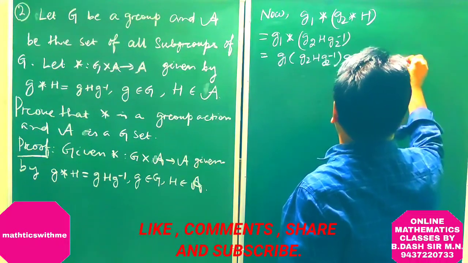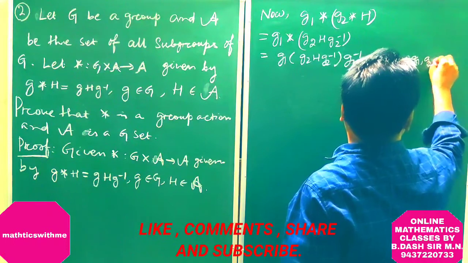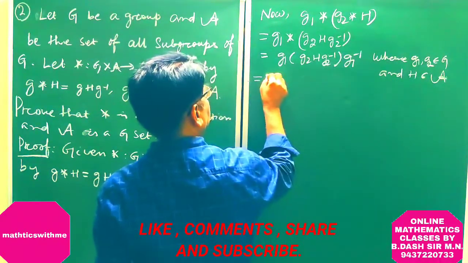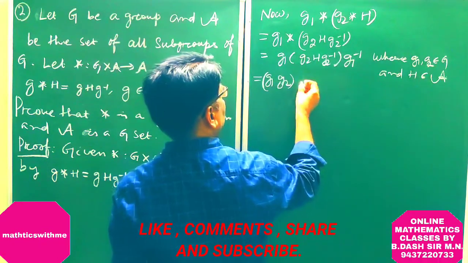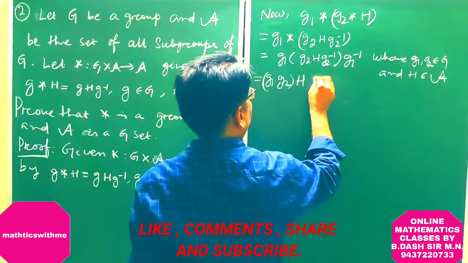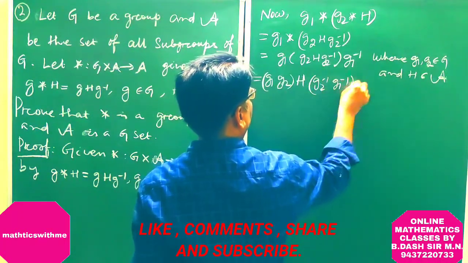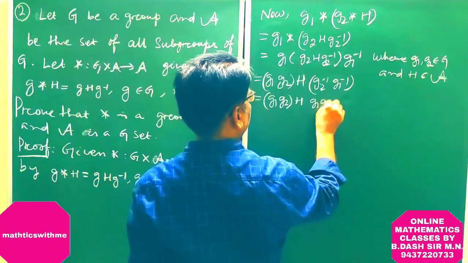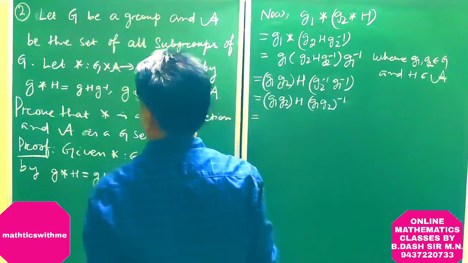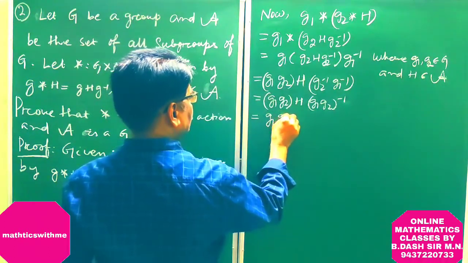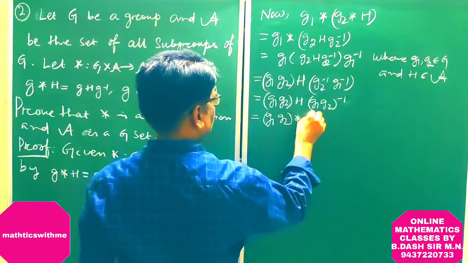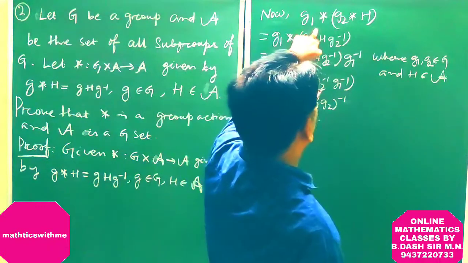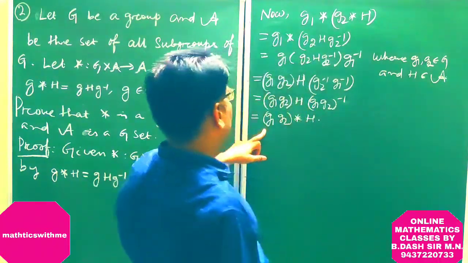Here g1, g2 belongs to G and H belongs to A. So this is equal to g1 g2 H g2 inverse g1 inverse, which is equal to g1 g2 H (g1 g2) inverse, and this can be written as g1 g2 star H. So the first condition of a group action is now verified because we have started with g1 star g2 star H and we get g1 g2 star H.